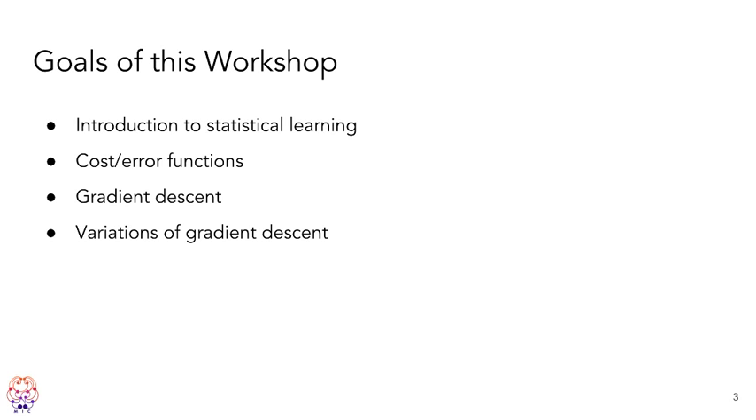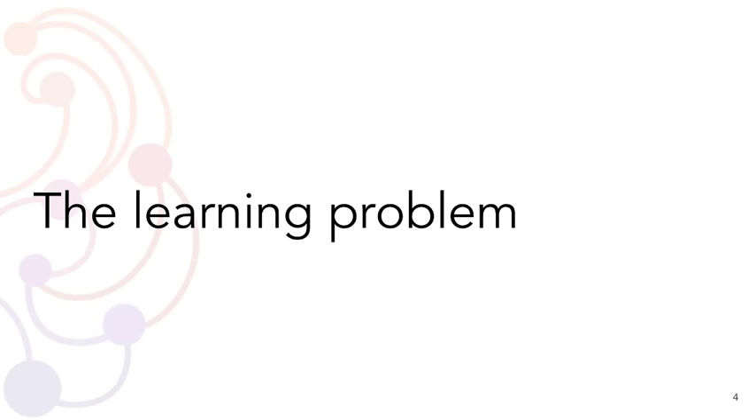From that we go into cost and error functions. How do you quantify how good or how bad a model is? And then we go into gradient descent. How do you optimize these error functions? How do you decrease the error of the model so that you have something that actually learns? And then we go into variations of gradient descent. Gradient descent is the most popular optimization algorithm, but there are different tricks that you can do that will improve this.